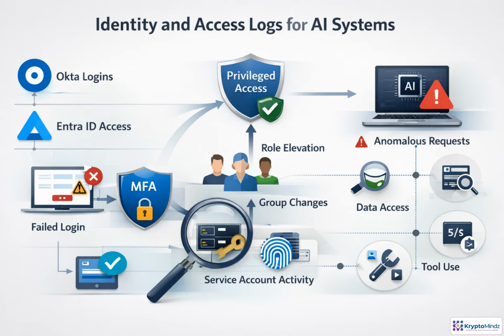Identity logs often provide the first warning that an AI system is being probed or abused. Capture sign-ins, failed logins, MFA challenges, device posture, and conditional access decisions from Okta and Entra ID. Watch for privileged elevation, group changes, admin consent, service account activity, tokens, and workload identities. The real value comes from correlation, linking identity events to AI requests, model calls, tool use, and data access, so suspicious behavior becomes actionable.